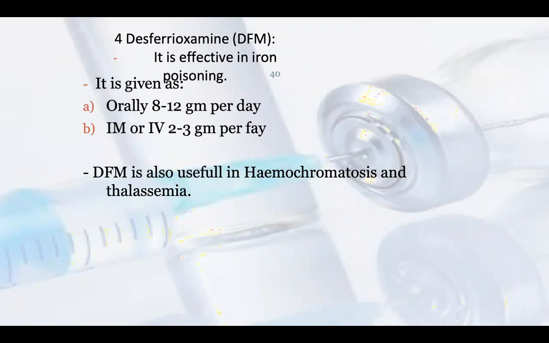Hemochromatosis is where the person has excess absorption of iron take place. They can absorb more iron. That's why it's hemochromatosis. And in thalassemia, it is useful, that is DFM.